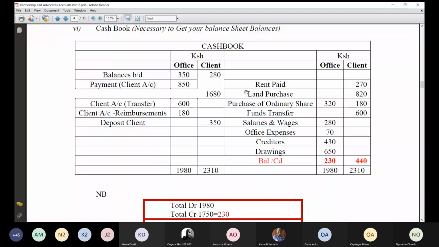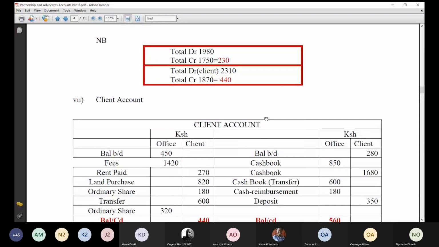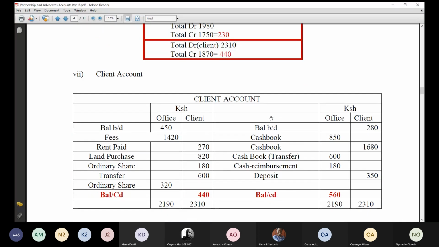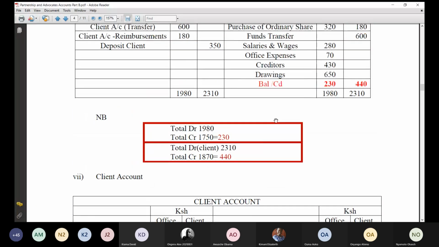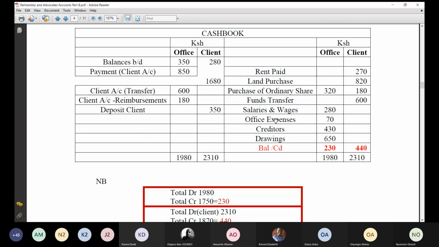So that question, the first transaction is the receipt of 1.6, which we are debiting to our cash book, but in the client column, because it is coming from our client. And then the corresponding credit is the client account. The client is giving us, so we are crediting the client account at 1680. The client is the giver, the cash book is receiving, but on the client side.